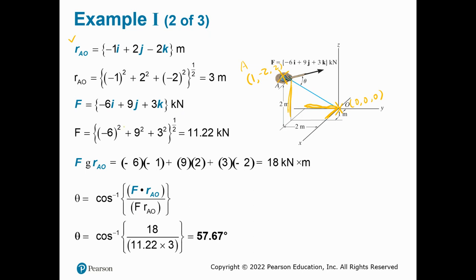The next one here is the RAO without the blue. This means I am trying to find the magnitude of your RAO. That's what we're doing, magnitude. And then using the force vector, -6i plus 9j plus 3k, this is my force vector, and I'm finding the magnitude of the force vector.